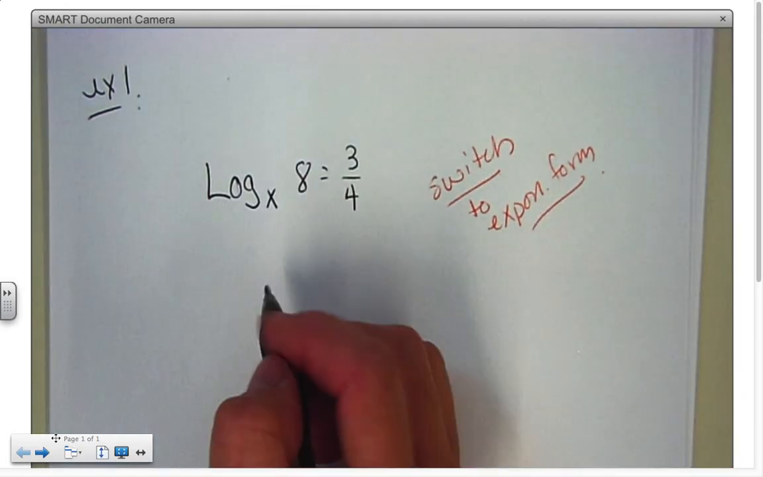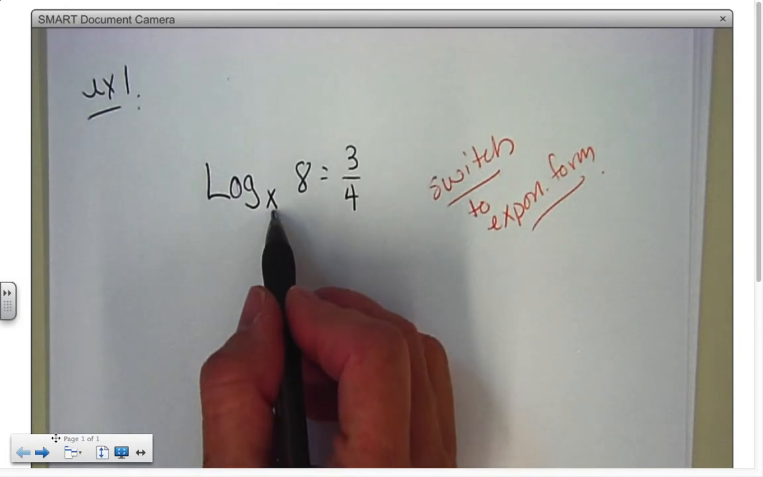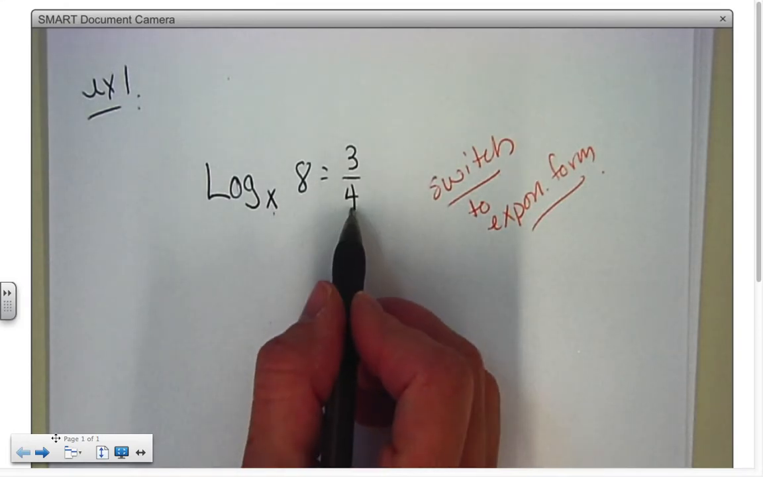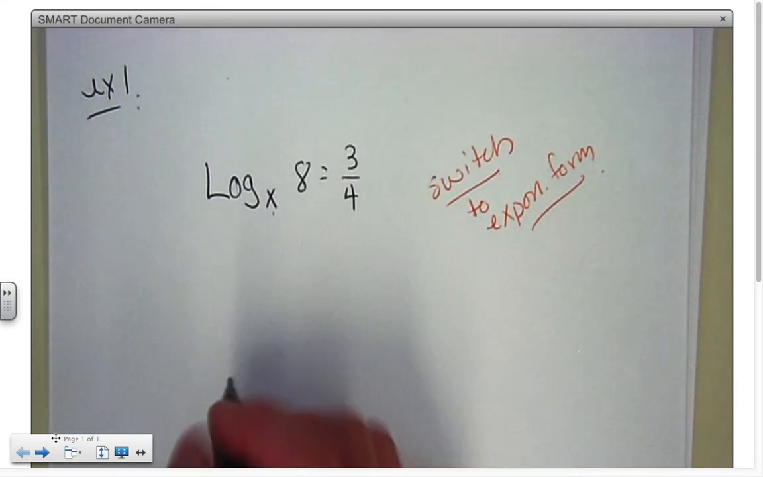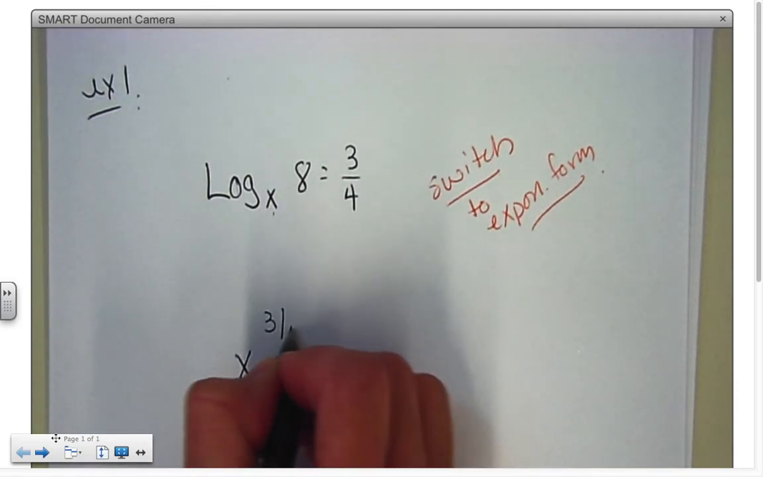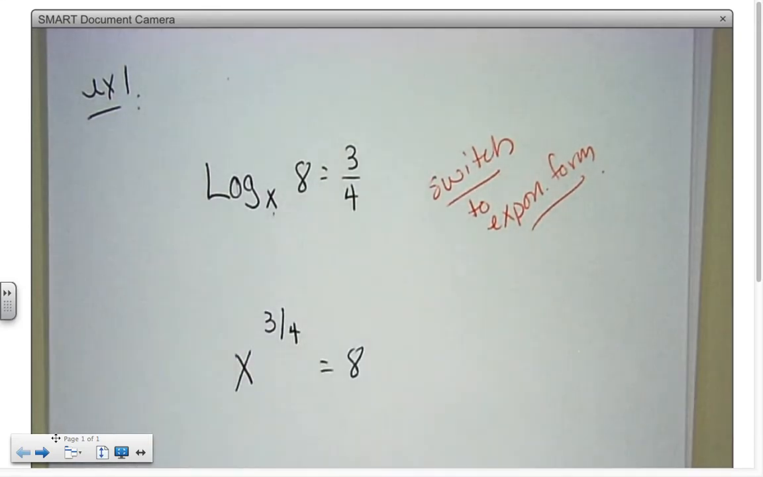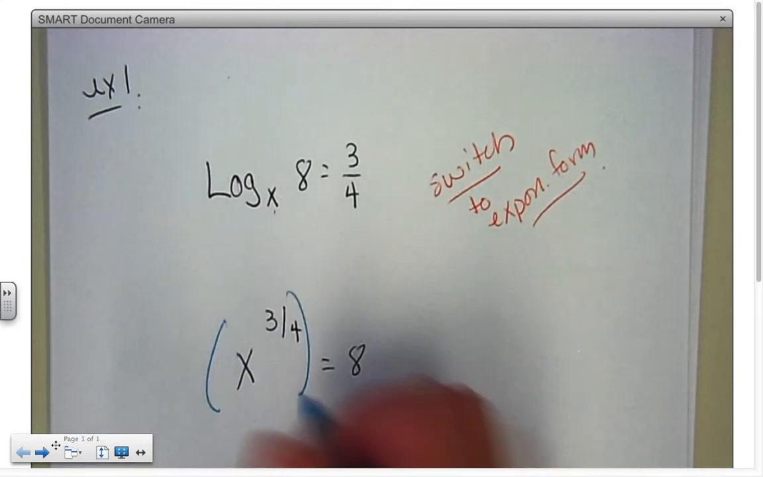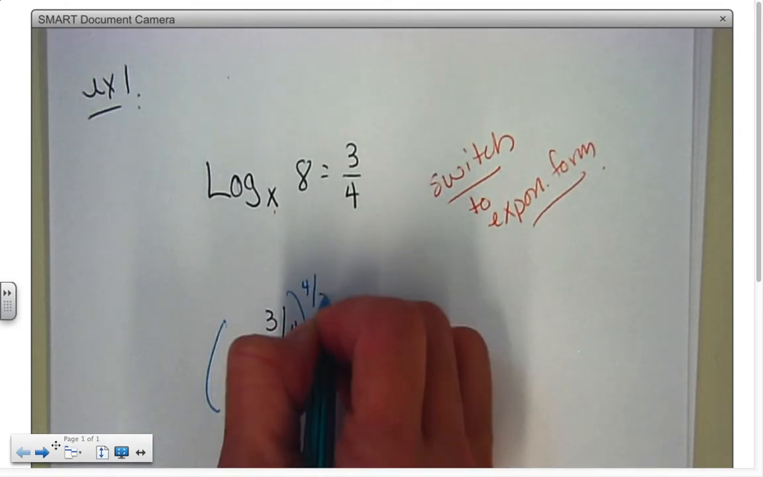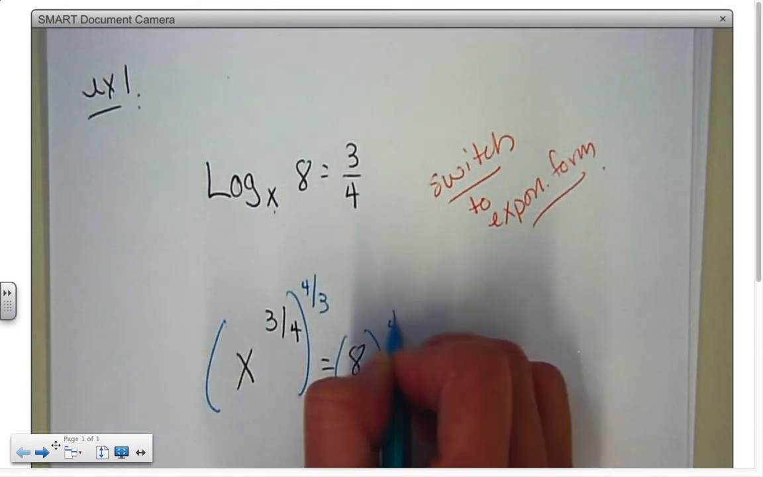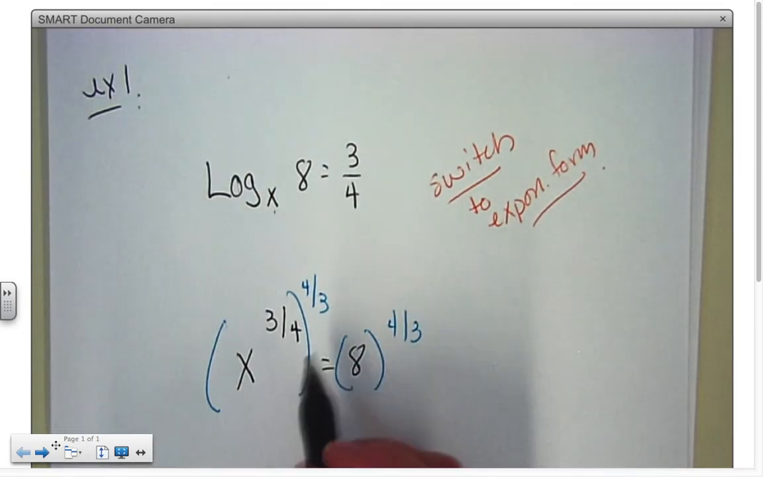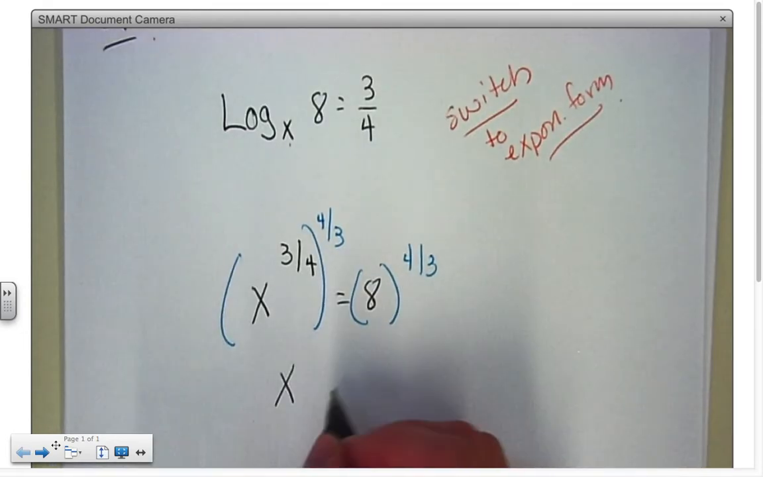So remember what we just practiced, our switch will be x raised to the 3/4 power equals 8. Those are equivalent. And now this is something that you learned on day 2. When I'm trying to solve this, I'm just going to raise both sides to the reciprocal. So I'll raise this to the 4/3. I'll raise this side also to the 4/3. This just drops out and gives me plain old x.